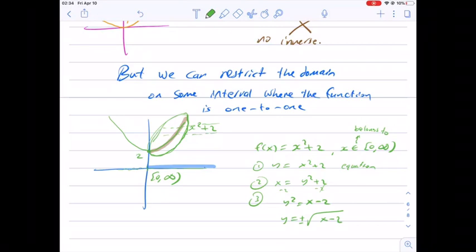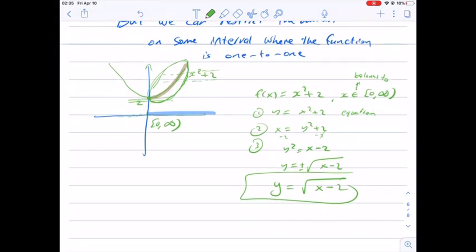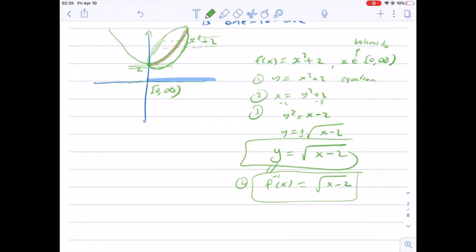You get plus or minus, but since y is positive, as you can see, it's above the x-axis, it cannot take negative values. So we only choose the positive case, square root x minus 2, because y represents the height of the function, so this is positive. And then the fourth step is to replace y with f inverse. So f inverse of x is square root x minus 2. This is the inverse on the restricted domain.